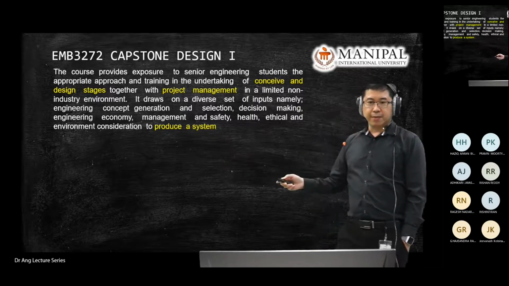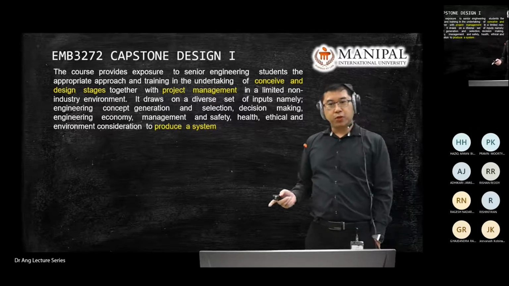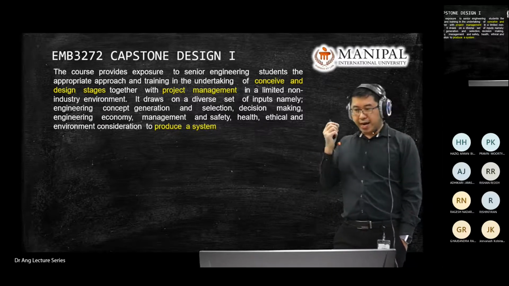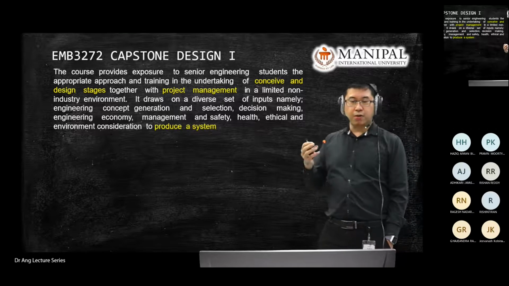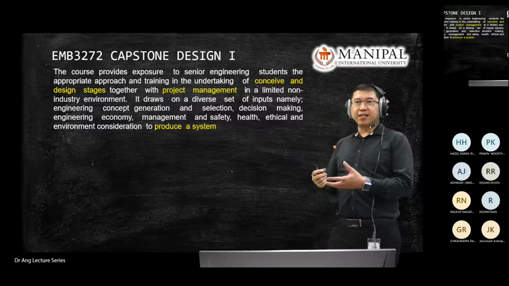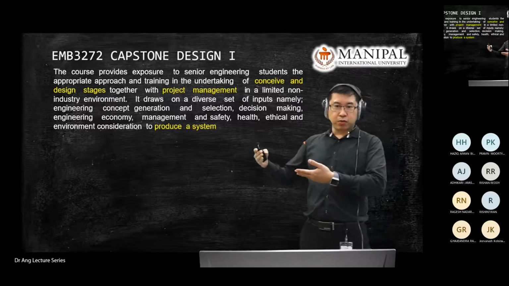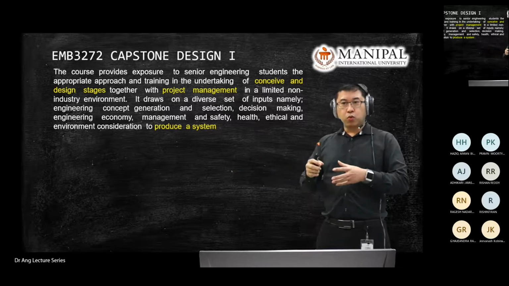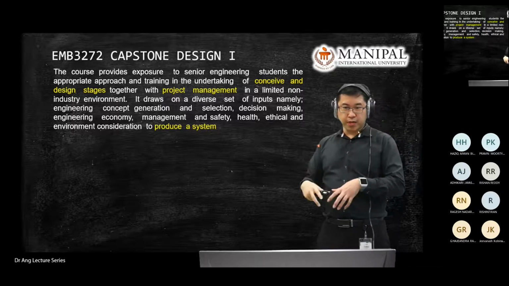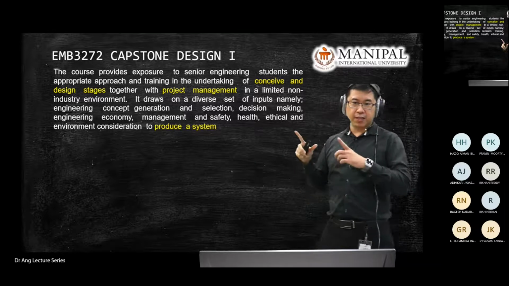Basically, by the end of this semester, what we expect from you is that you already have a sound idea. Means you will have one idea or prototype that you want to fabricate. You already design it on paper, and next semester when you do Capstone Design 2, you will practice and apply what you learned in Design 1, and make it into a real thing. So that is the objective of Design 1.